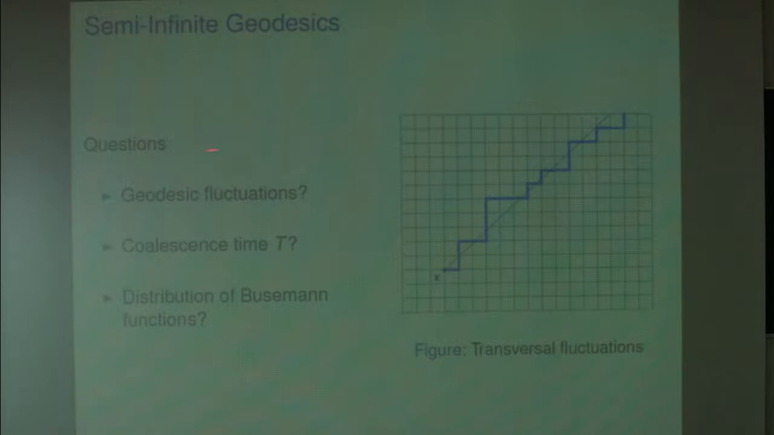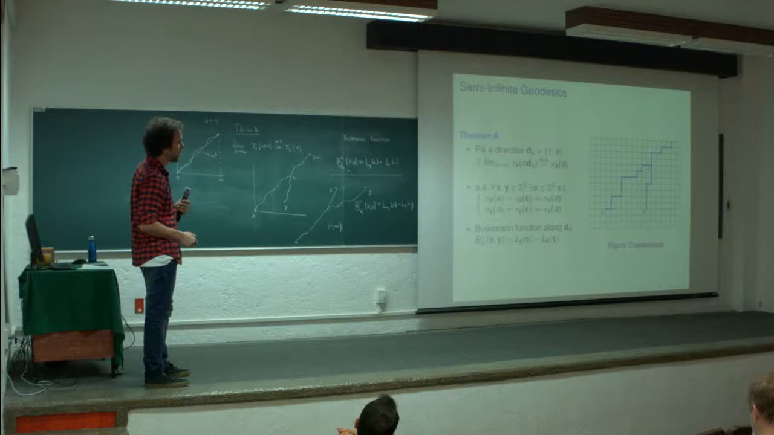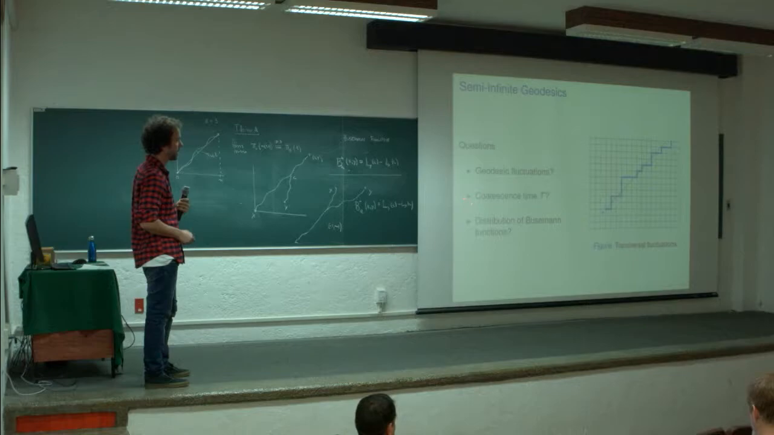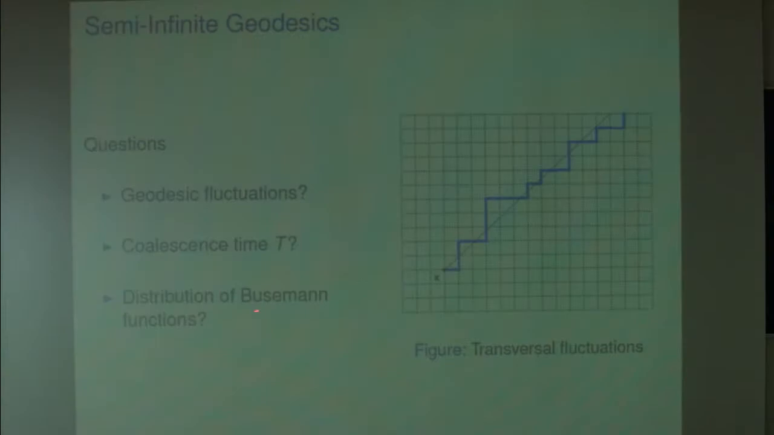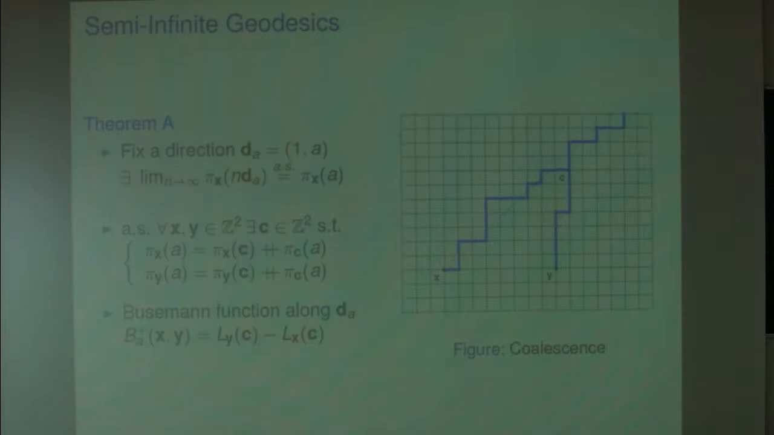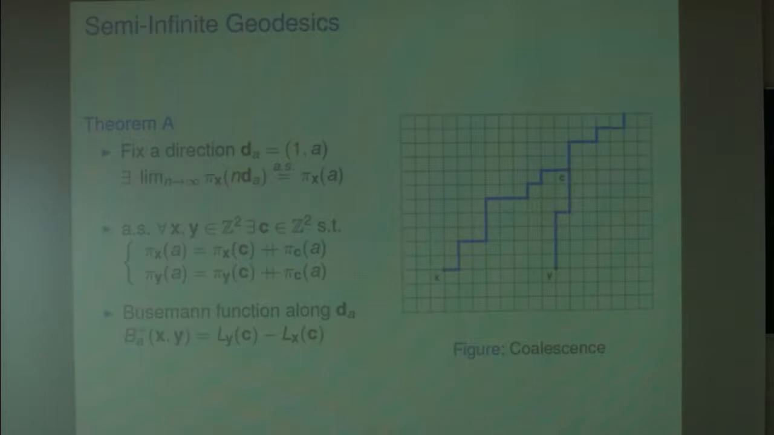And so the questions that we are interested in studying are: how are the fluctuations of these geodesics along the straight line? Can we characterize the size of this difference here? What is the behavior of the coalescence time? You can think, how long does it take for two geodesics to coalesce? This is an interesting question too, that we will try to understand here. And can we say something about the distribution of Busemann functions? Okay. And actually, what we will see is that this question here is fundamental to understand competition interfaces and geodesic forests. We will see how, from the understanding of Busemann functions, we can understand the geometry of competition interfaces in geodesic forests. Okay?